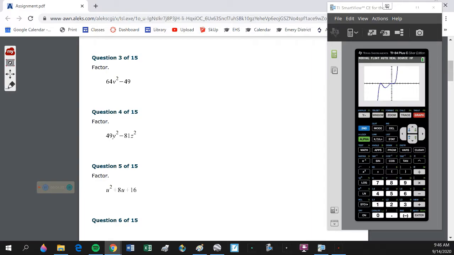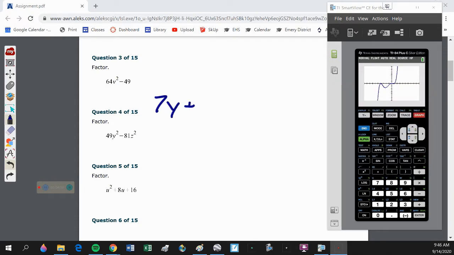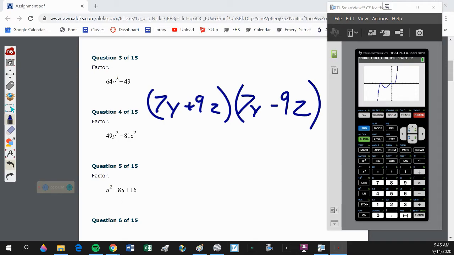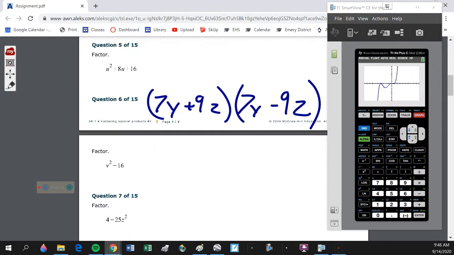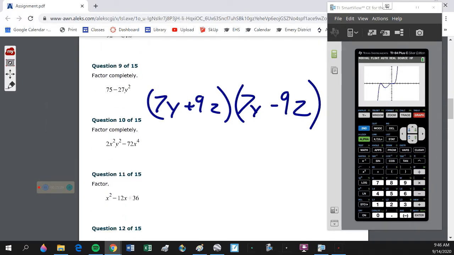What about number 4? Is it a difference of perfect squares? Yeah. 7y and 9z. So this will be 7y plus 9z and 7y minus 9z. Okay. Number 5, you factor normally. Okay. Look at number 10.